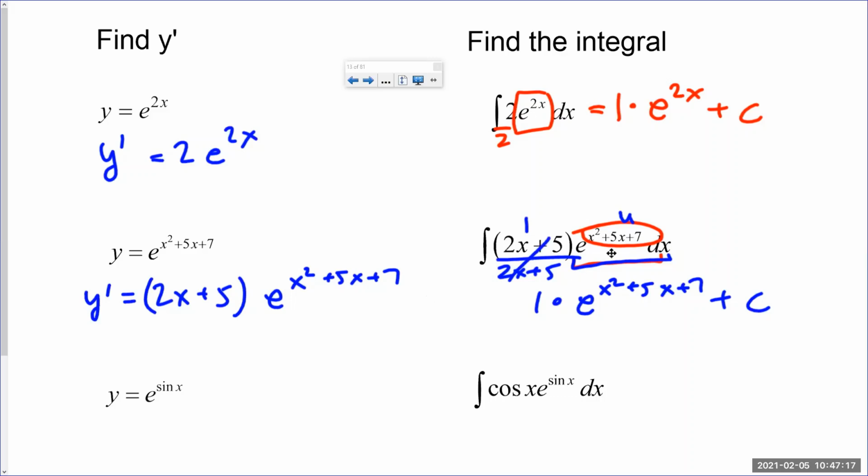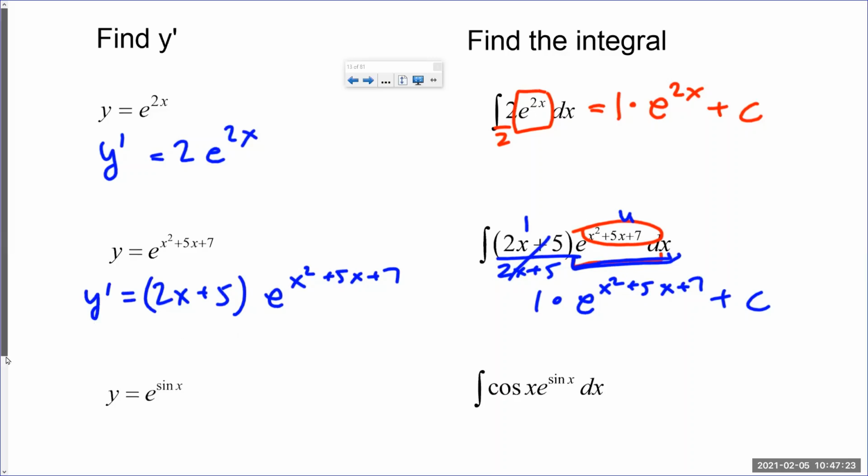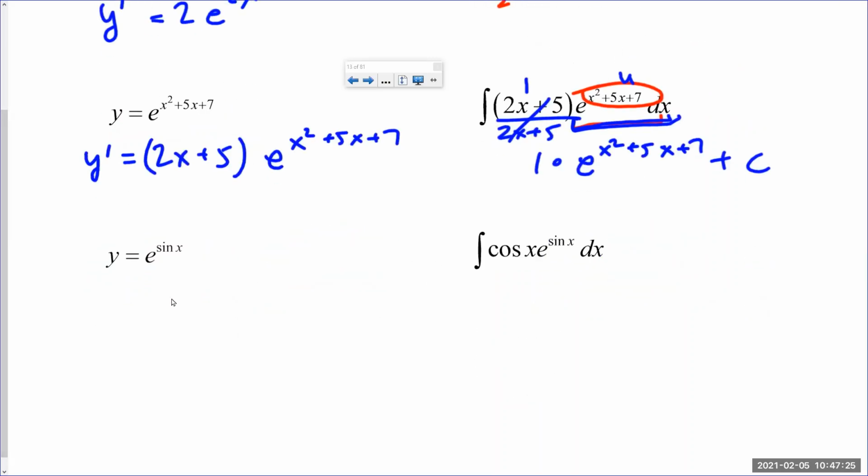Okay, so sometimes it's hard. You have to decide what it is that's the major function that you're taking the integral of. Let's look at this one right here. Guys, what is the derivative of e to the sine x? The derivative of e to the u is e to the u du dx. So what's this going to be? e to the u. What's the derivative of sine x? Do we remember? Cosine x.